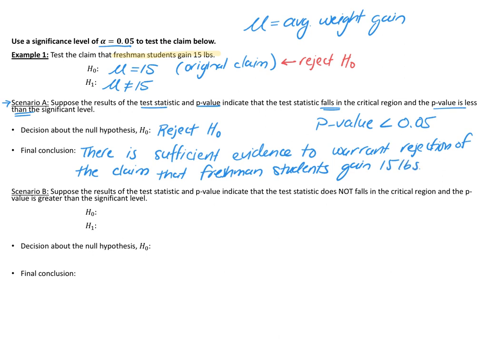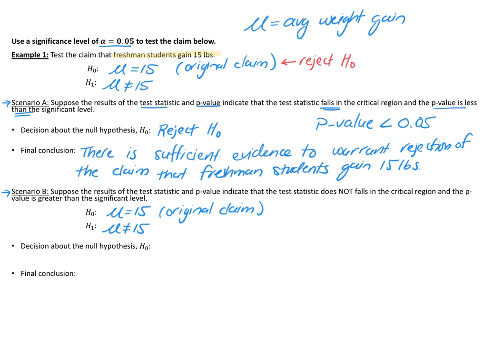Now let's take a look at scenario B. Same claim, we're testing the claim that freshman students gain 15 pounds. So again, that's the null hypothesis. Let me just rewrite it again, keeping track that this is the original claim, it's in the null hypothesis. The alternative hypothesis is that mu is not equal to 15.